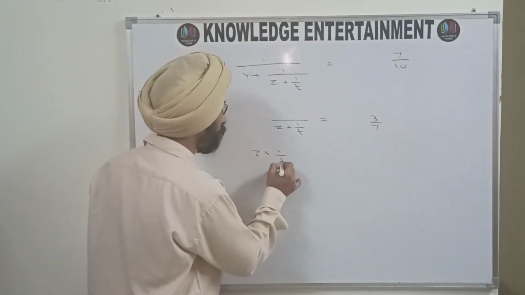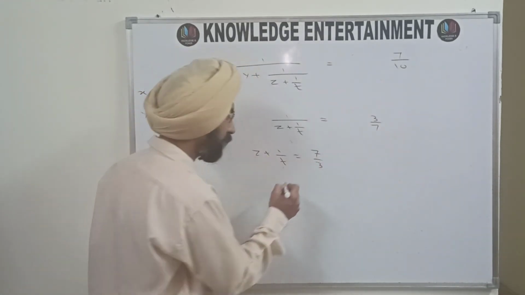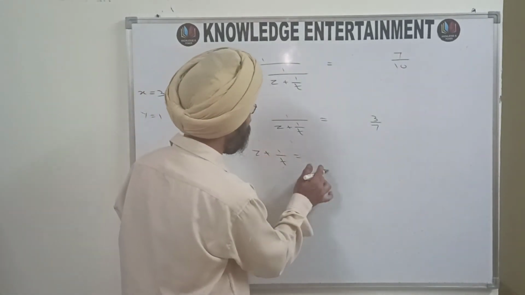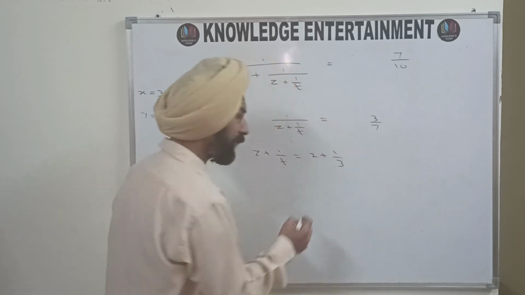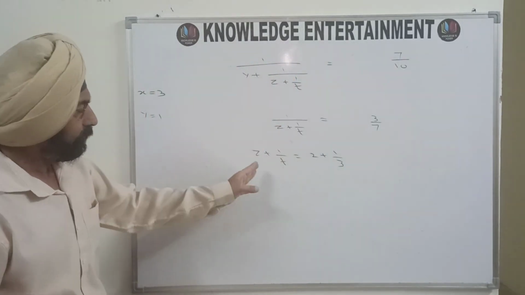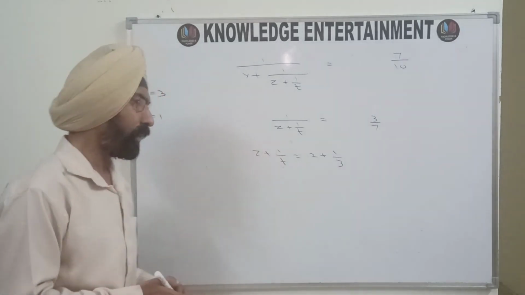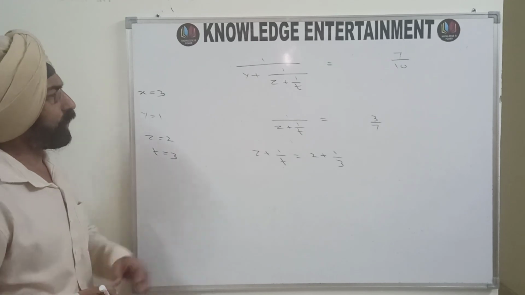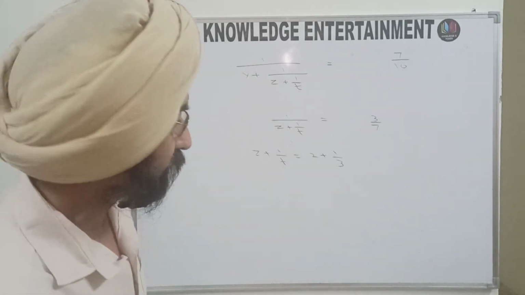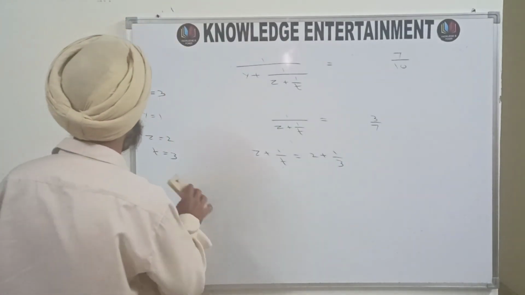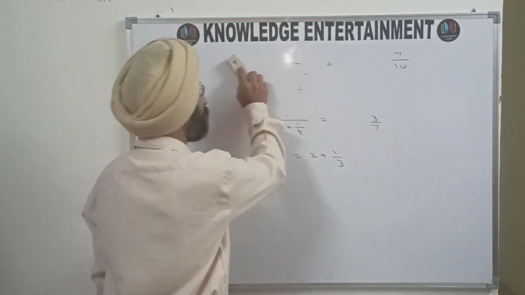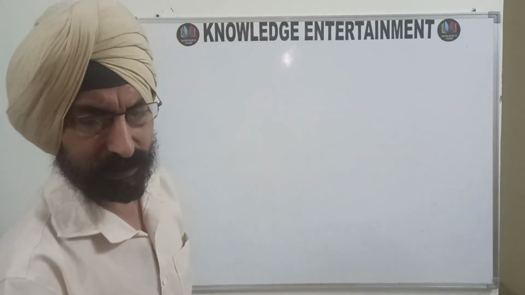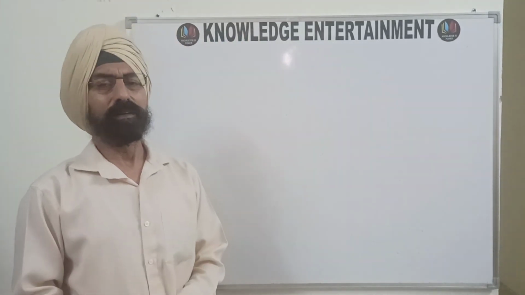Reciprocating, z plus 1 upon t is 7 upon 3. For 7 upon 3, the integral part is 2, so you can write it as 2 plus 1 upon 3. Now simple comparison will give you z is equal to 2 and t is equal to 3. This is the solution of the given question, that x plus 1 upon y plus 1 upon z plus 1 upon t is equal to 37 upon 10. So this type of question will be there in the chapter on simple finite continued fractions.